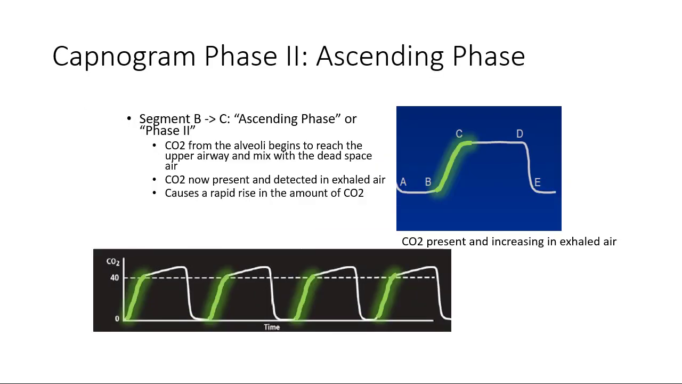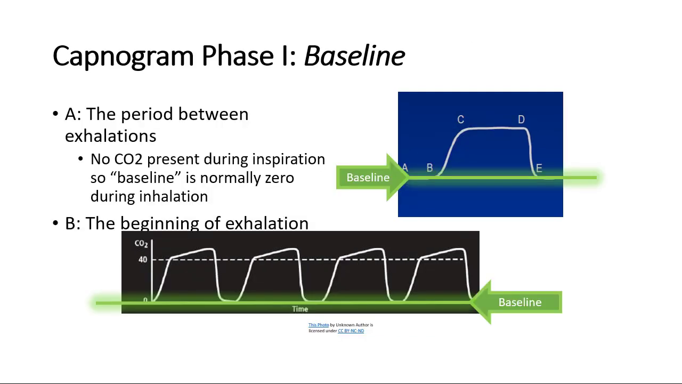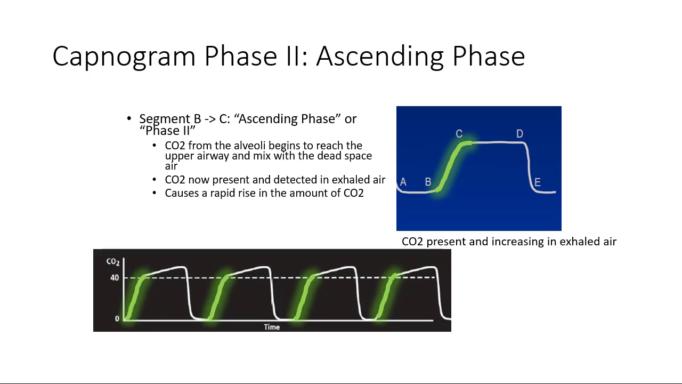What we're going to do in these next few slides is go through each phase. So here's your baseline. You've taken a breath in, and now you're breathing out. This is your ascending phase when you're breathing out. This is when you go from 0 very rapidly to your plateau, which is almost or at your max CO2 level when you're breathing out.